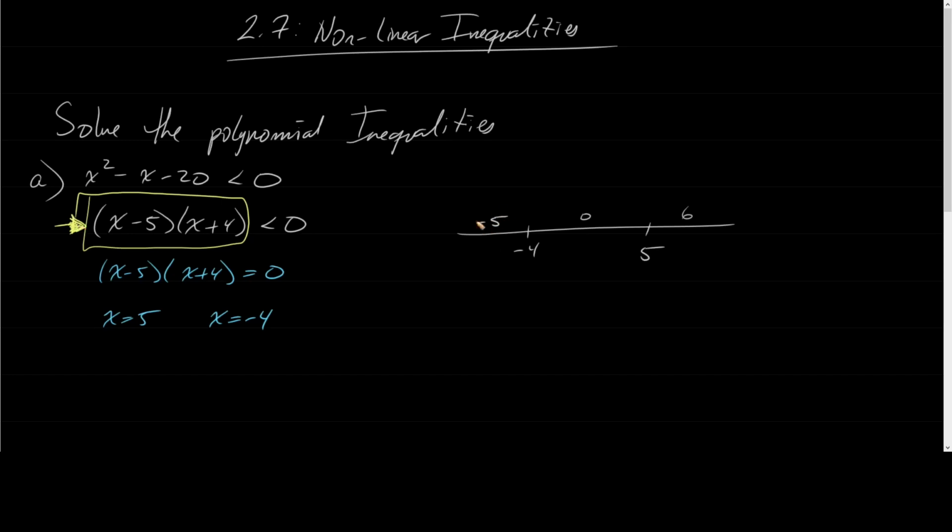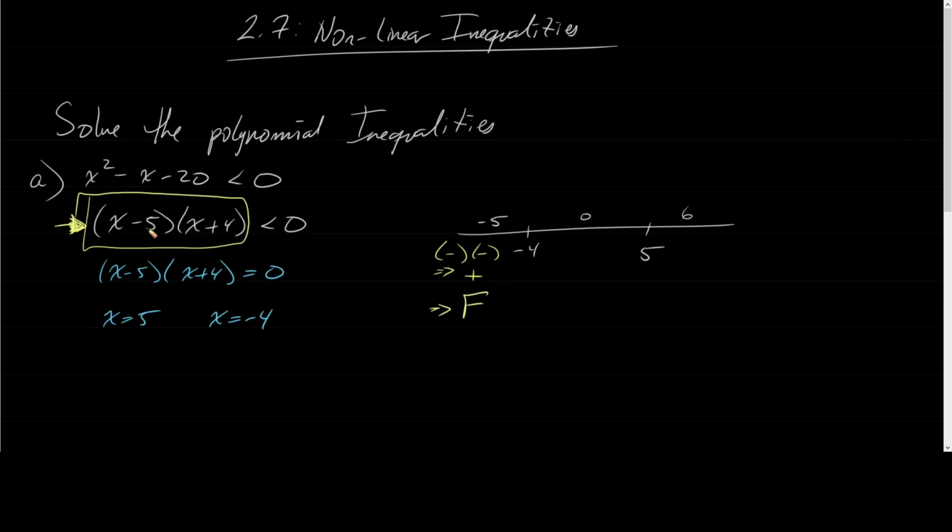So let's see, when we plug in negative 5, negative 5 minus 5, that's a negative. Negative 5 plus 4, that's a negative. Overall, here we have a positive. So is a positive less than 0? No. So this tells us it's false there.